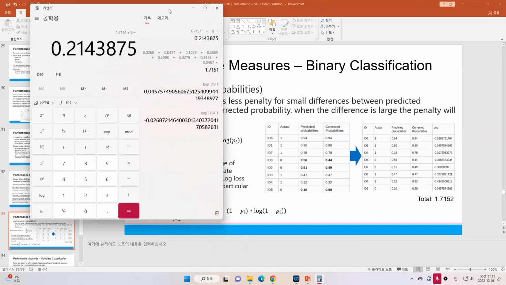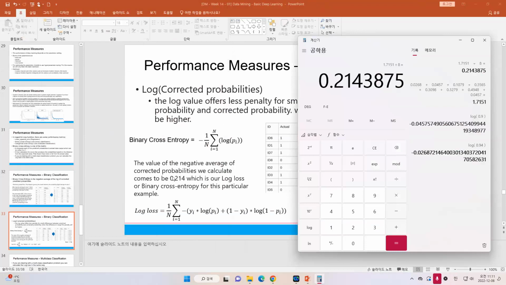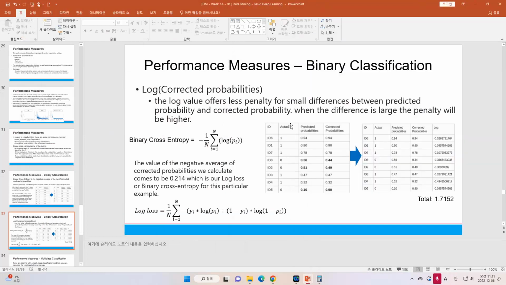Okay, the result will be 0.2143875 something. So we can say that the log loss for this problem is 0.214. Okay.